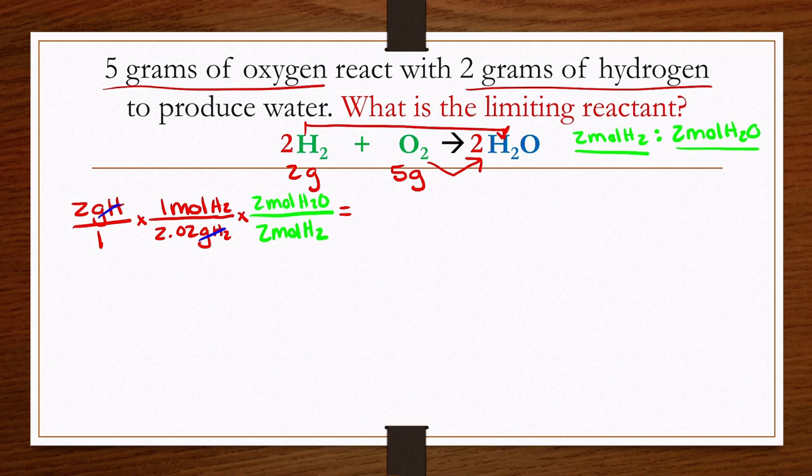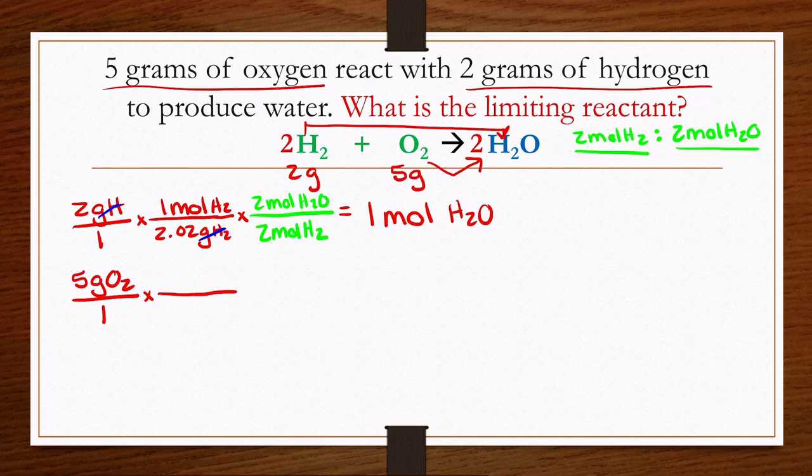All right, so if I put this in my calculator, I'm going to do 2 divided by 2.02, multiply by 2, divide by 2, and I get 1 mole of H2O. All right, so 2 grams of hydrogen will produce 1 mole of water. So now I want to set up a calculation for oxygen. So I'm going to start with my 5 grams of O2, and I want to convert this into moles.